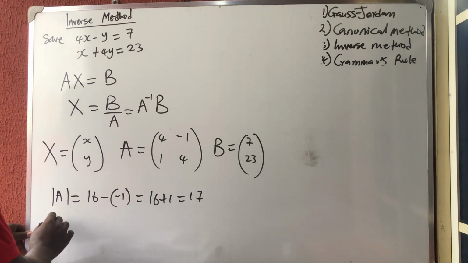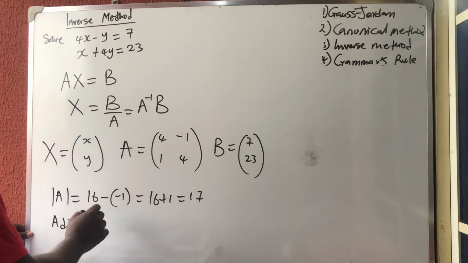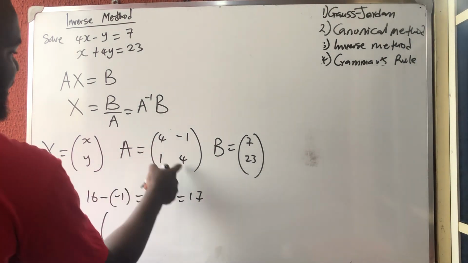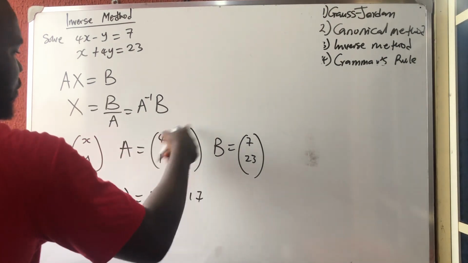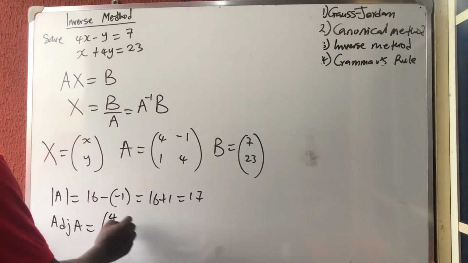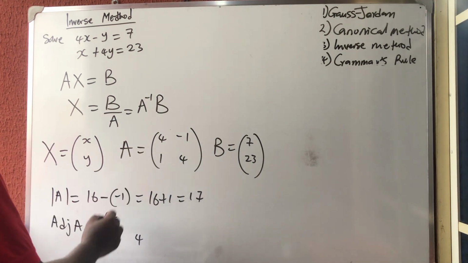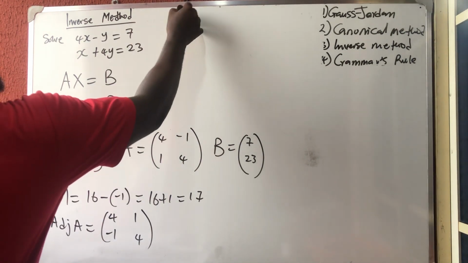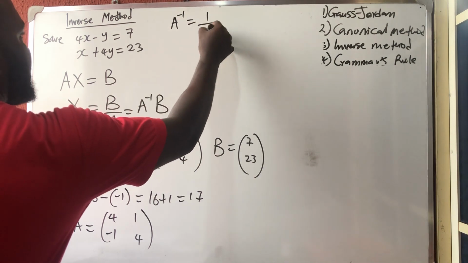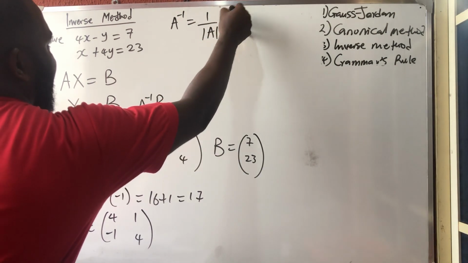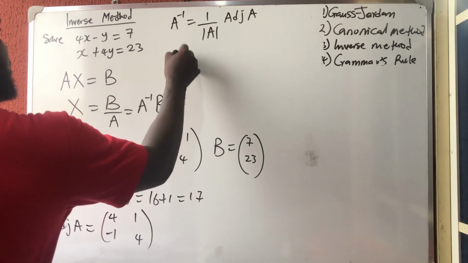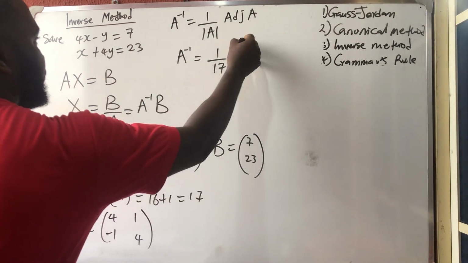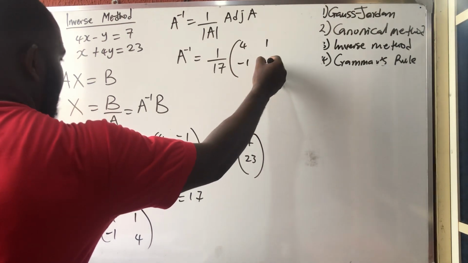The next thing you need to get is the adjoint of A, and I told you the shortcut for the adjoint of a 2 by 2 matrix is to swap the left-hand side, then change the sign of the right-hand side. If I swap it, it is still 4 and 4, but change the sign of this one. Here will now be minus 1, here will now be plus 1. So therefore A inverse is simply 1 over the determinant times the adjoint of A. As simple as that. So A inverse is simply 1 over 17 times 4, 1, minus 1, 4.